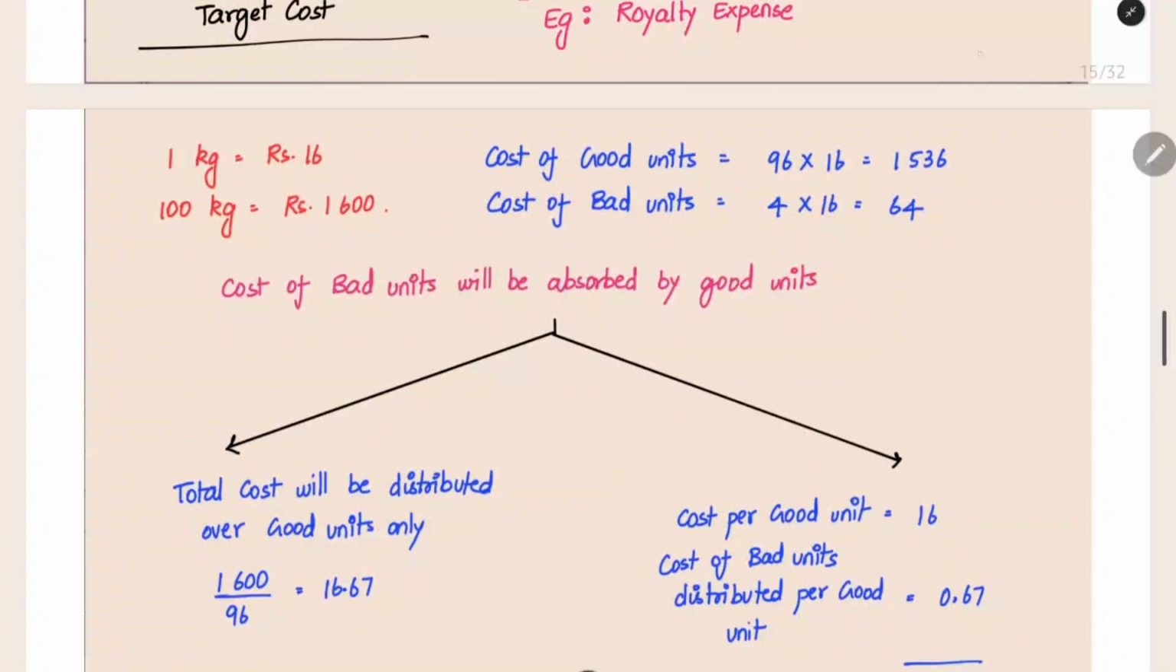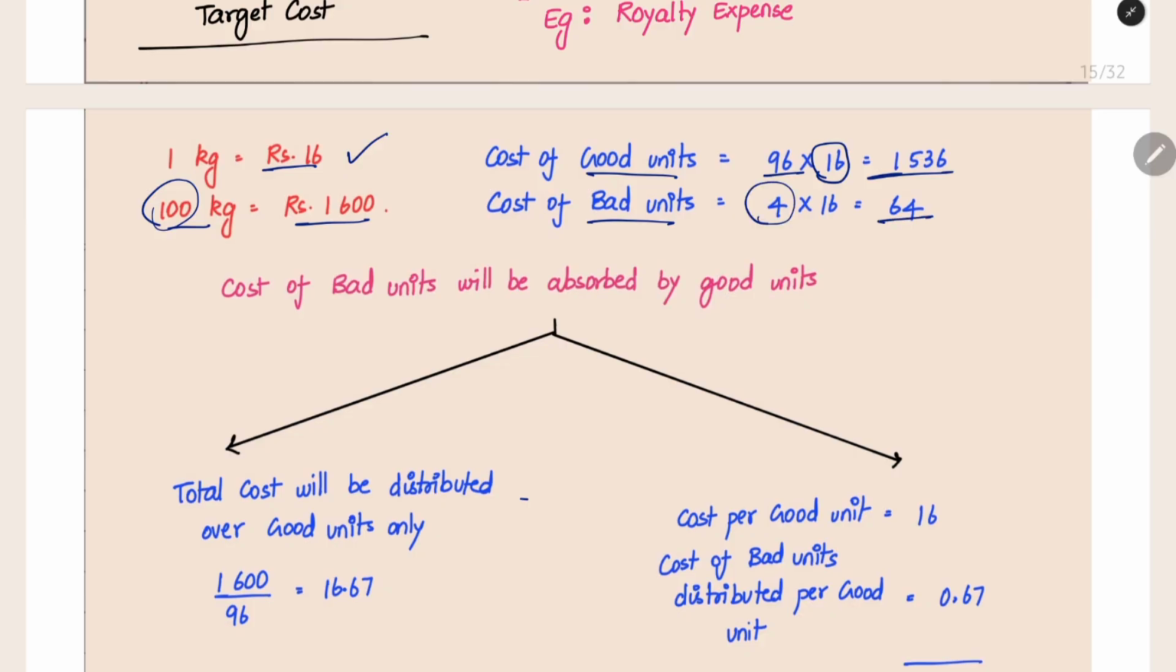Here, what we are doing is, we have a 4% substandard quality. For 1 kg, the price is 16 rupees. For 100 kg, the price is 1600 rupees. This 100 kg we took is an assumption, just a notional amount to understand the concept. Now we have to calculate the cost of good units. Good units 96 kilograms multiplied by 60 rupees per kilogram, this is the cost. For the bad units, 4 kilograms, this is the cost.